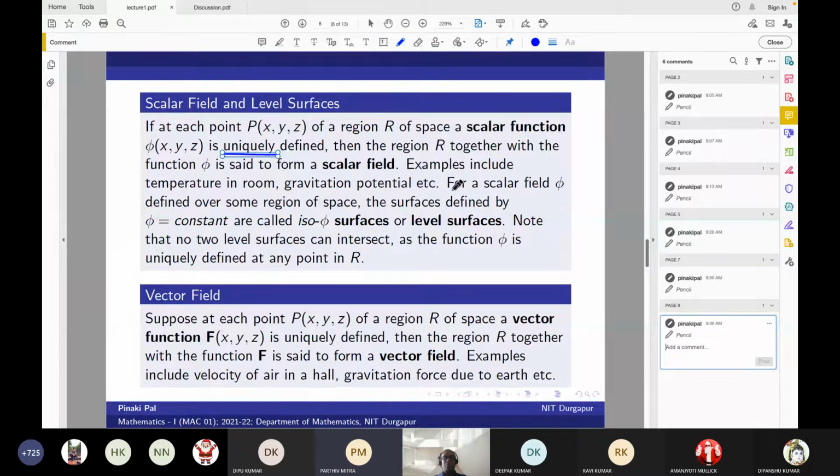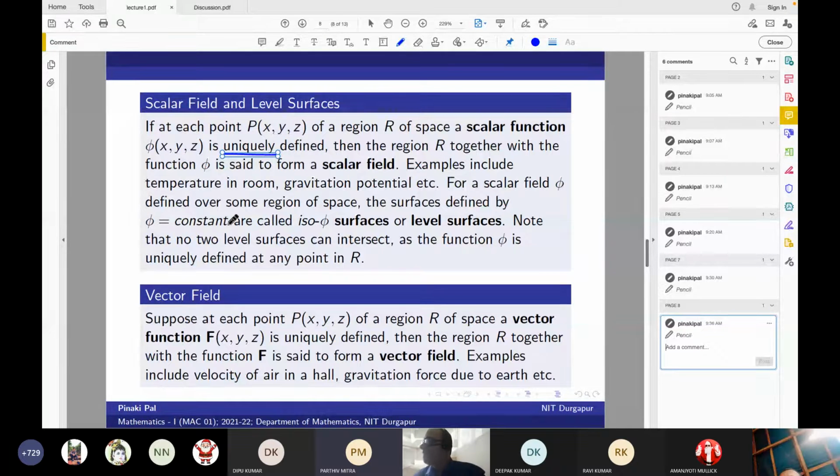Now, what are iso-phi surfaces or level surfaces? If phi is equal to constant, for example, isopotential surfaces, these are basically surfaces within that region where the scalar function is defined, where the value of the function is constant.